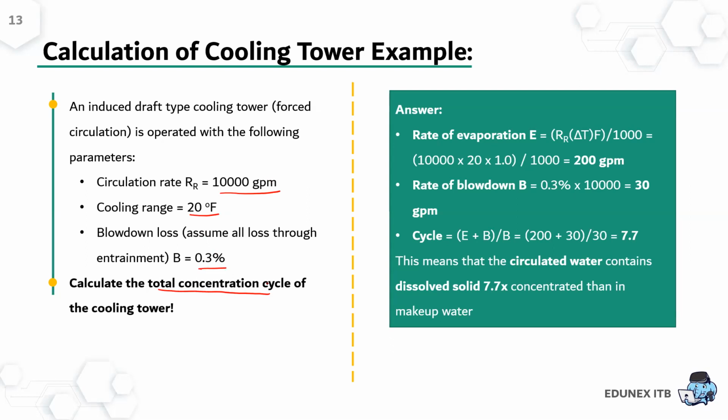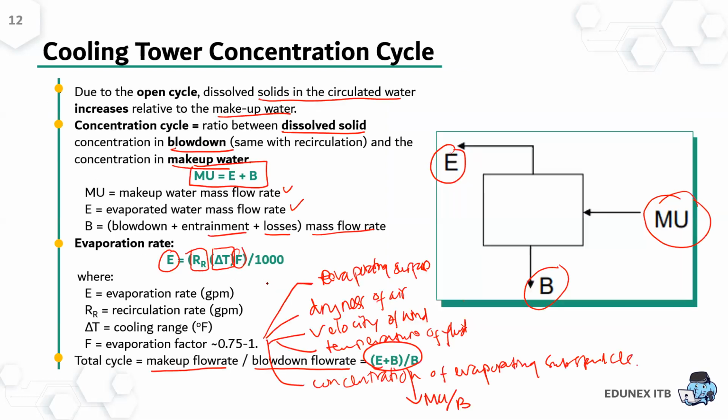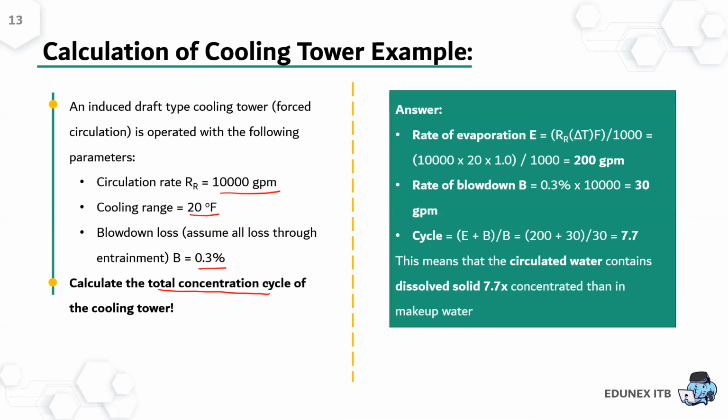Okay, so first we need to calculate the rate of evaporation, or E here. Because the total concentration cycle is actually equal to M_u divided by B, or equal to E plus B divided by B. So we need to calculate the rate of evaporation and also the rate of the blowdown.